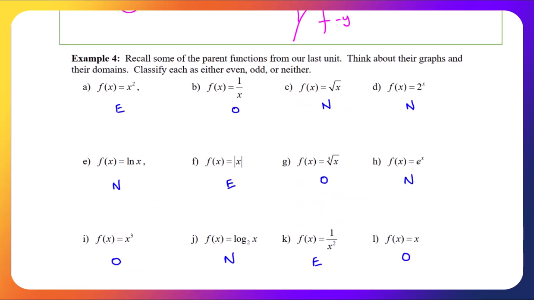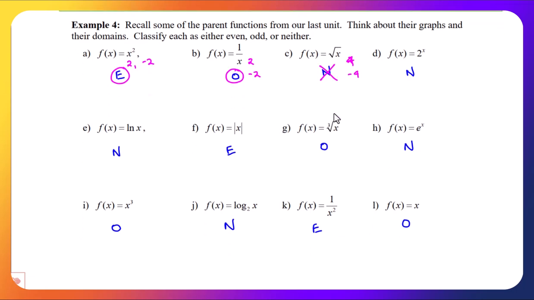So for these, I plug in 2 or negative 2. It doesn't matter. That's an even function. If I plug in 2, I get a half. If I plug in negative 2, I get negative a half. They're opposites. That's an odd function. Here I plug in 4. I get 2. I plug in negative 4. I get undefined. That's neither one. So you go ahead and verify that these other answers are correct.